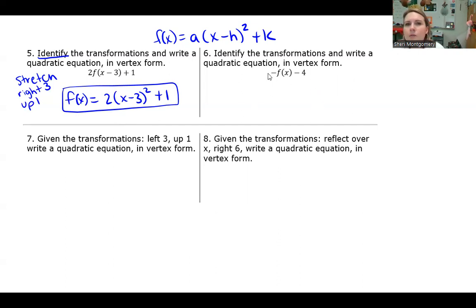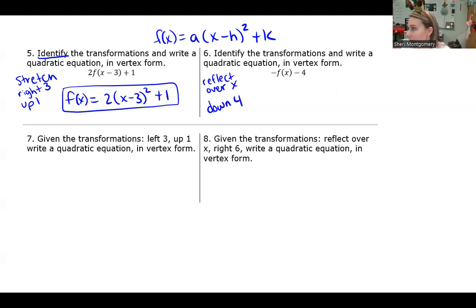For this next one, what do you think the negative tells you? Down, but more than that, usually we represent that transformation, we call it a reflection. So it's going to reflect. More specifically, it's reflecting over X. So instead of facing up, you face down. And then what's the -4 tell me? Down, because it's not in parentheses.